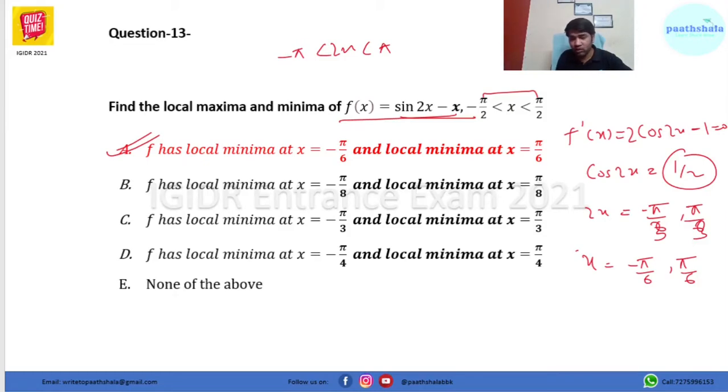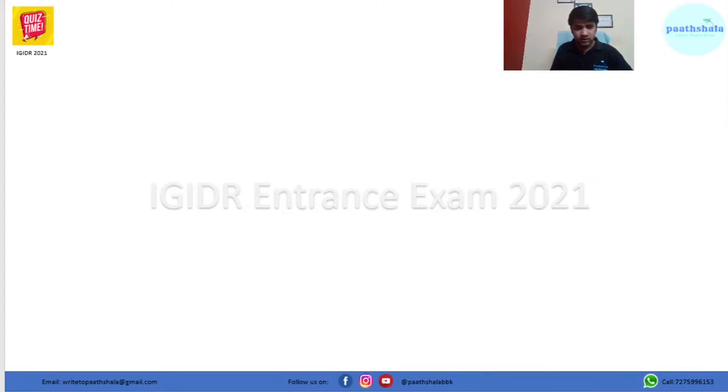Okay, so let's check the double derivative. So the double derivative will come out to be the differentiation of 2 cos 2x, which will be 2 into minus sine 2x into 2. Okay, so finally it is coming out to be minus 4 sine 2x. Now we have to check the value of the second derivative at the two points. So the second derivative f double dash x is minus 4 sine 2x.